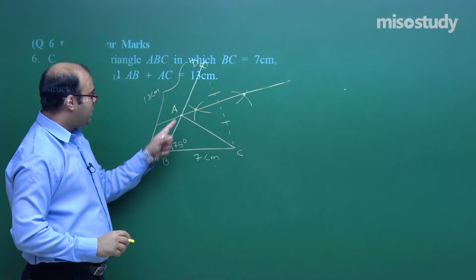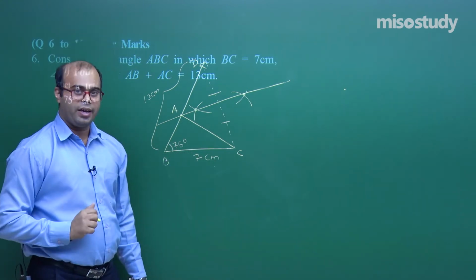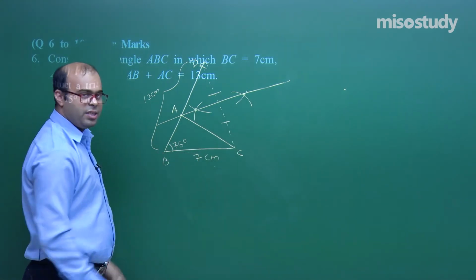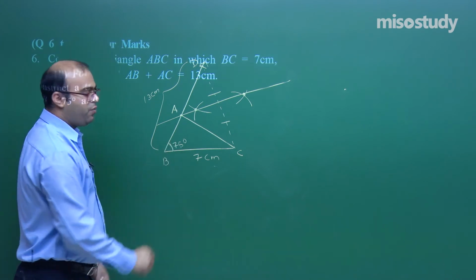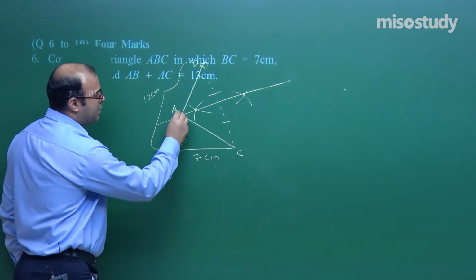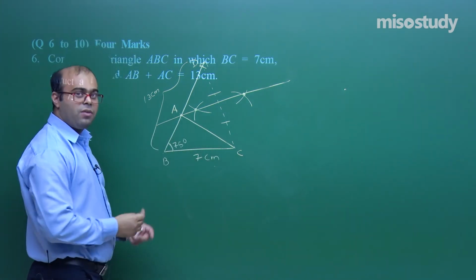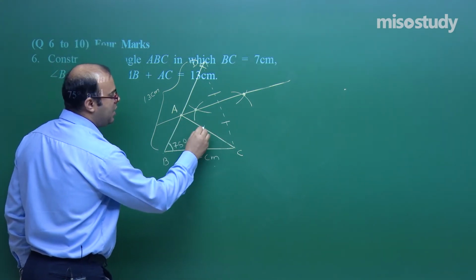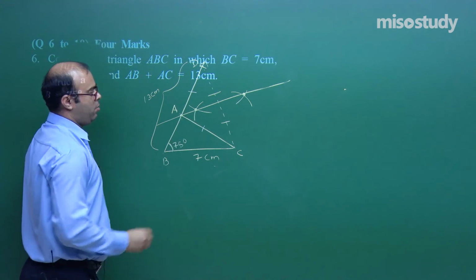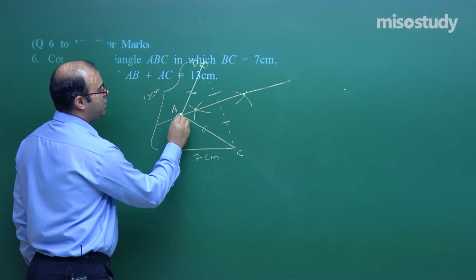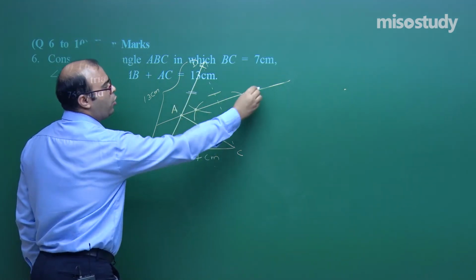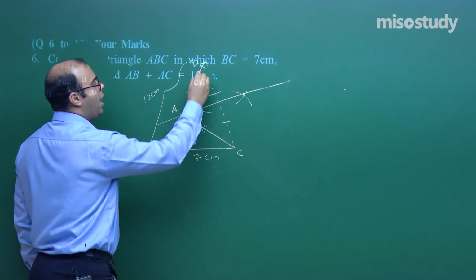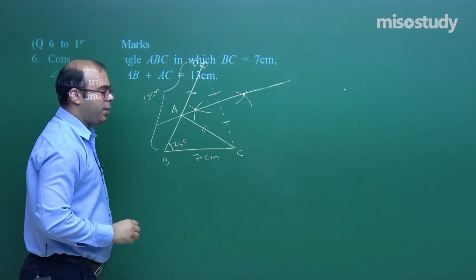Now we will say that this triangle ABC is the required triangle because its base BC is 7 centimeter, this angle is 75 degree and AB plus AC is equal to 13 centimeter. Why, students? Because AC is equal to AD, because these are the distances from the same point on the perpendicular bisector to the 2 end points of the line segment.